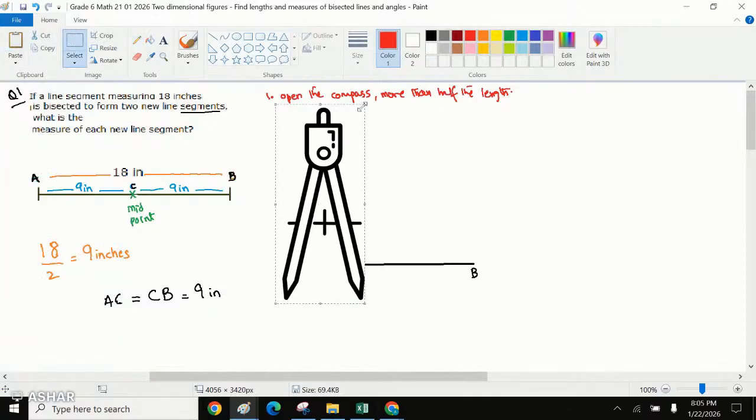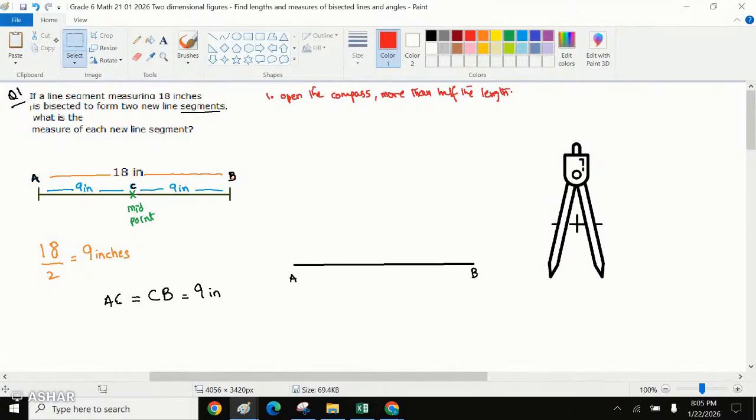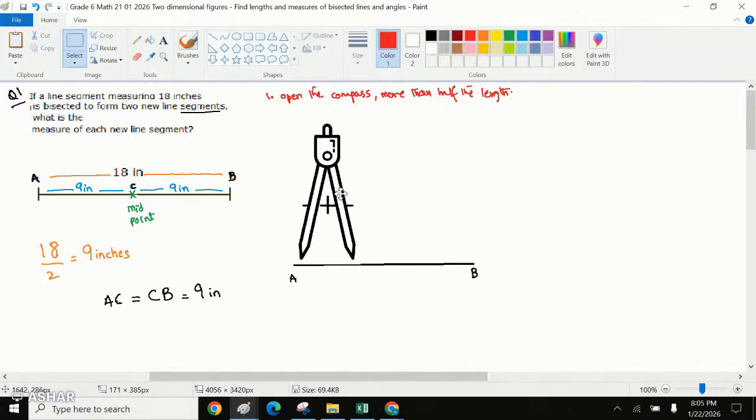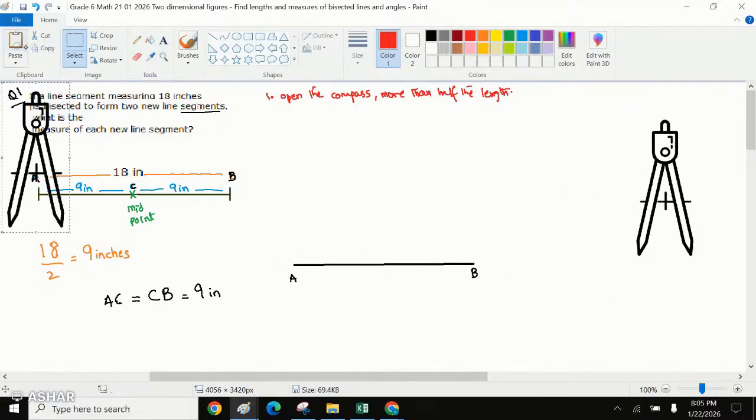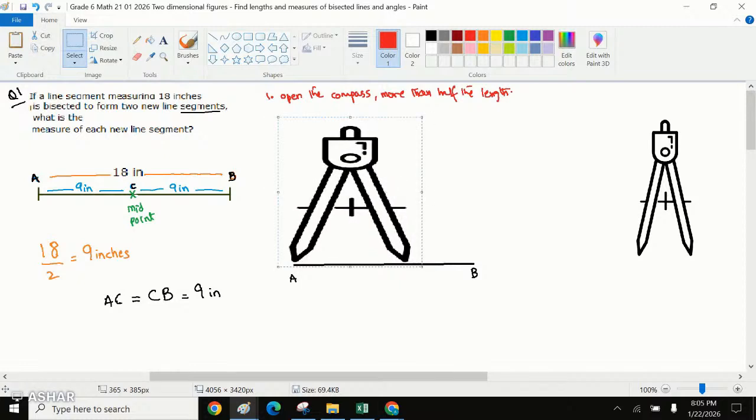Let's suppose I have a compass over here and I do a transparent selection. If I have this compass, can I put it at this point? If this point was fixed over here and I open the compass more than half, when I move the compass, it will draw a line over here, something like this, right?